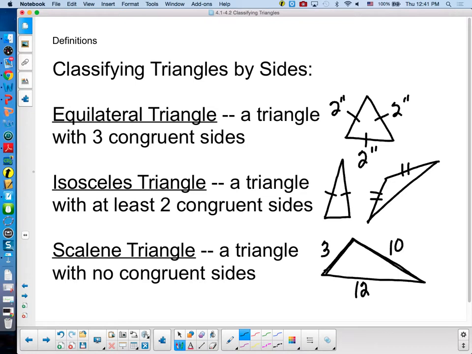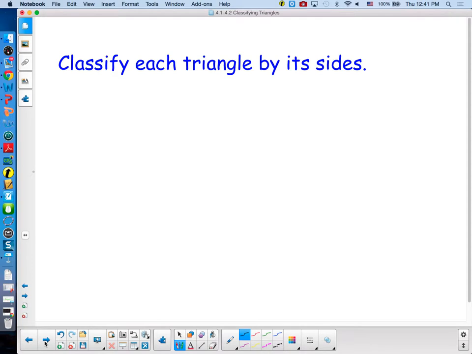Looks like everyone's done with those notes. Okay, so use those words. Grab your marker board.